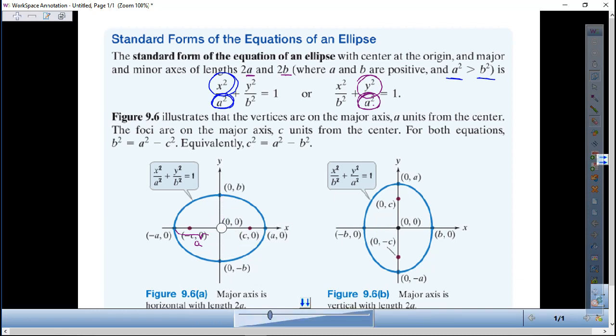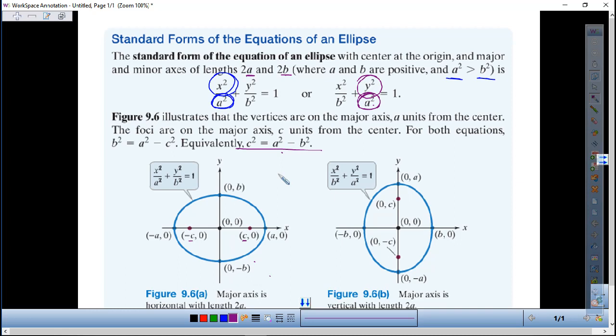Now you'll also notice in here that there is a c value. Notice there's a c that is used to get to the foci. Well, right here is how you find what c is. c squared equals a squared minus b squared. So kind of like the Pythagorean theorem, but subtraction.